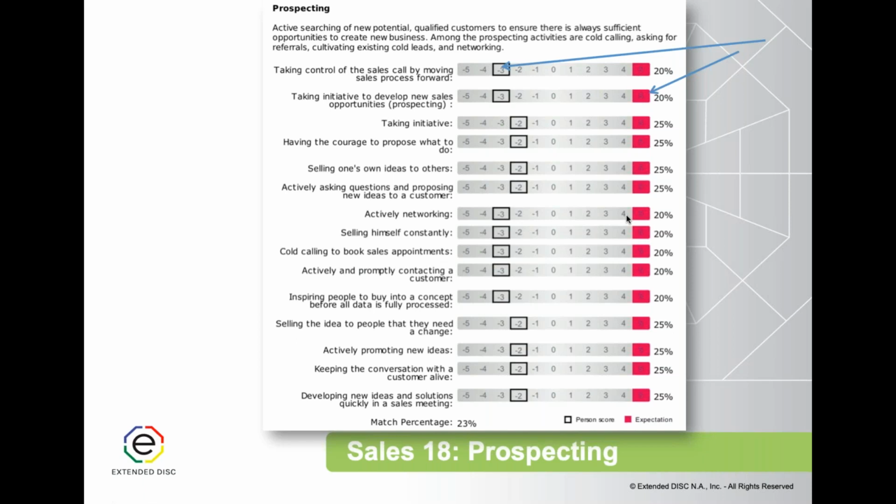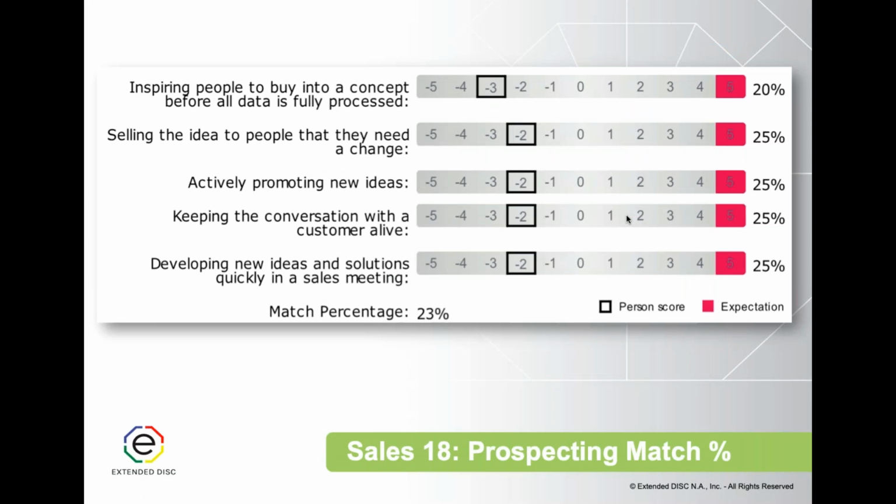But what we ultimately calculate is what we call a match percentage. And now if we zoom in, we can clearly see it. At the bottom of that page, we calculate a match percentage. This individual for prospecting only gets a 23% match percentage. And what that means in practice is that, because of their hardwired natural behavioral style, getting out there, knocking on doors, getting new prospects is something that is not comfortable for this person.